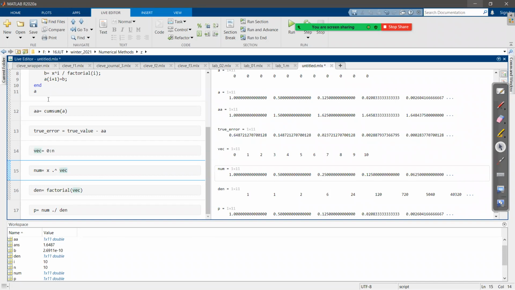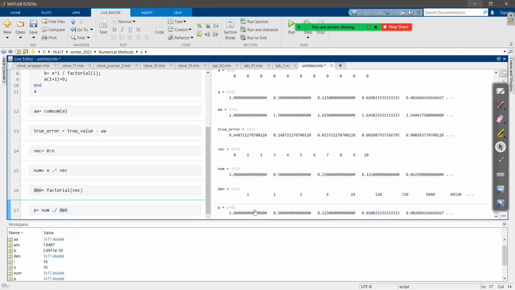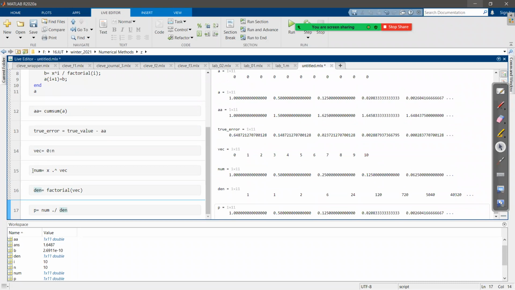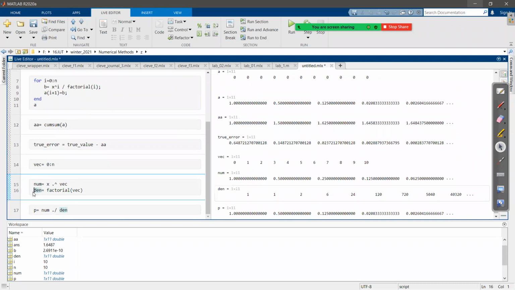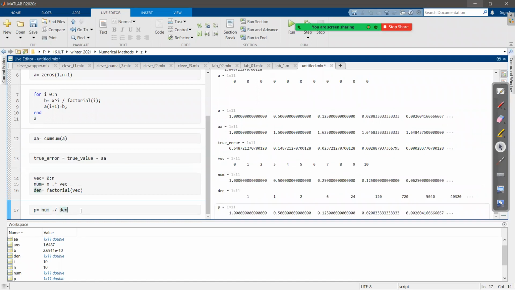So as you can see, this was the A that you calculated using the for loop, and here is the P that we calculated here. These are the same, right? So instead of writing this for loop, I have done it by calculating the numerator, calculating the denominator, and vectorizing this way. This is actually for a small array, so we are calculating for 0 to n.